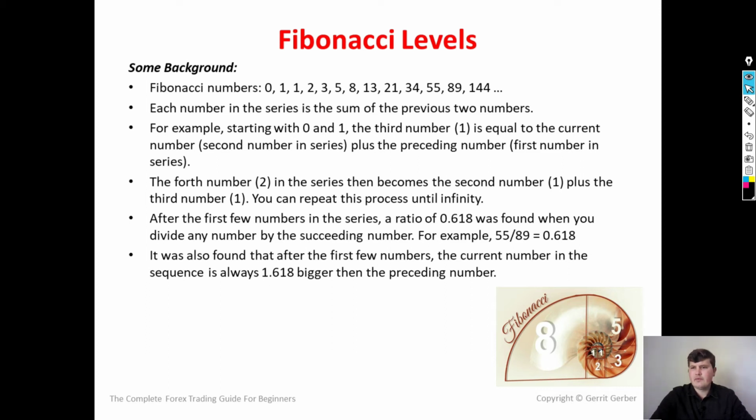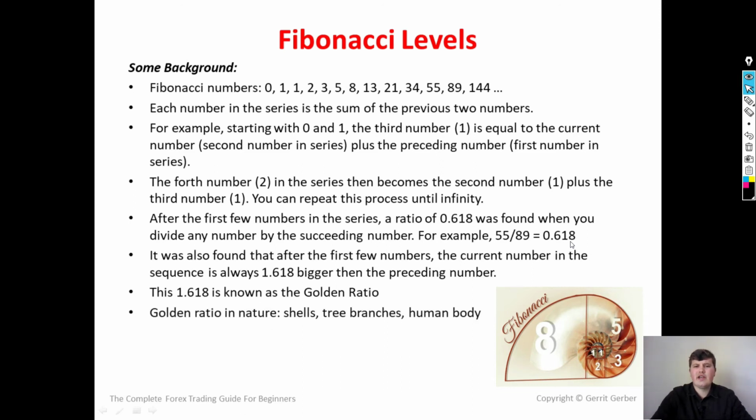And for example, 34 is 1.618 times bigger than 21, just as 55 is 1.618 times bigger than 34. And this 1.618 is also the inverse of the 0.618 ratio. Now, this 1.618 is known as the golden ratio of Fibonacci, and this golden ratio actually appears all throughout nature, and you can find this ratio in shells, in tree branches, and even in the human body.